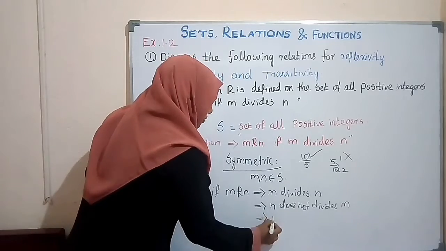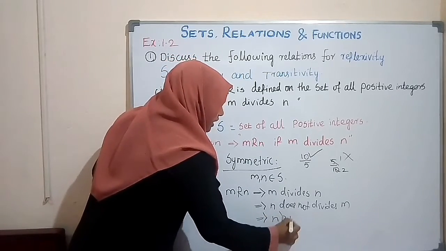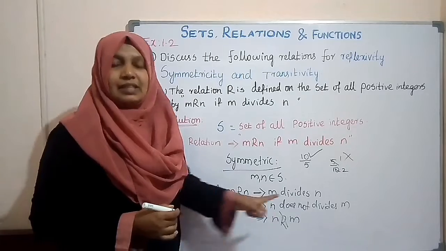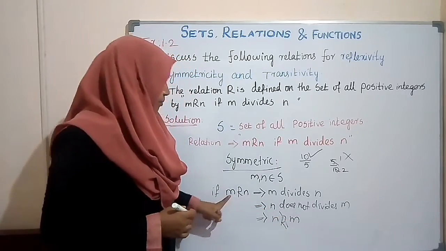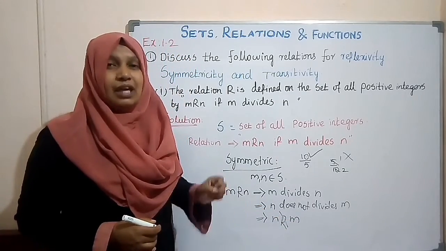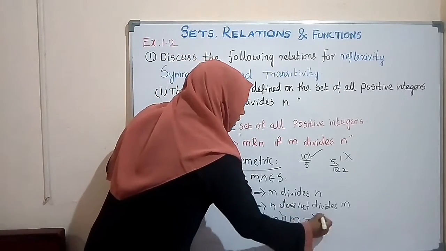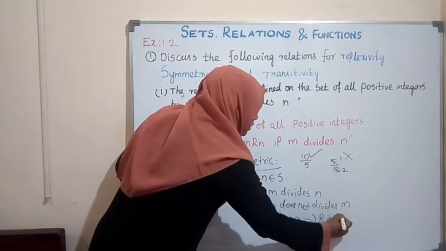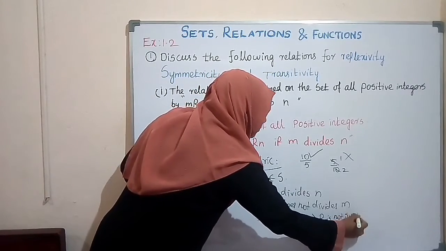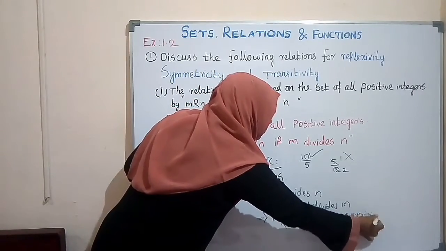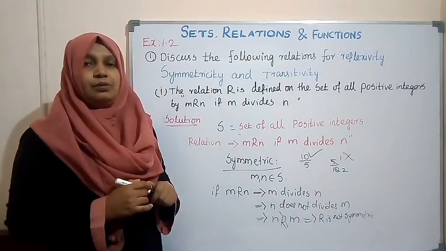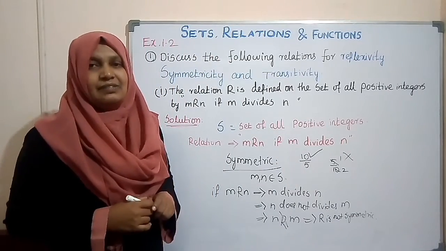Therefore, n is not related to m, but m is related to n. Therefore, R is not symmetric. So, what's the result? R is not symmetric. Okay. Now, the next one is transitive relation.